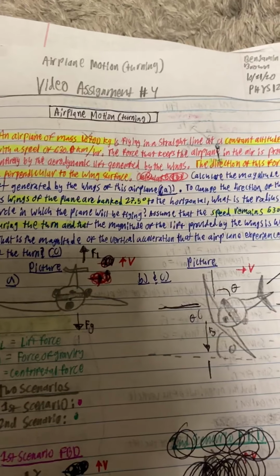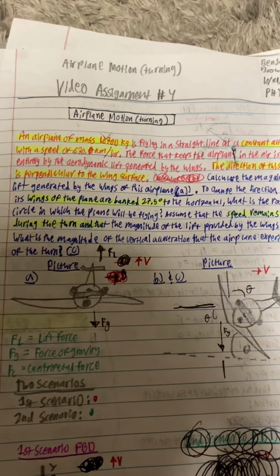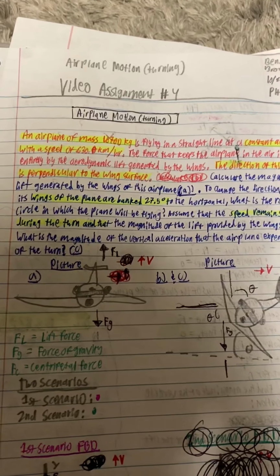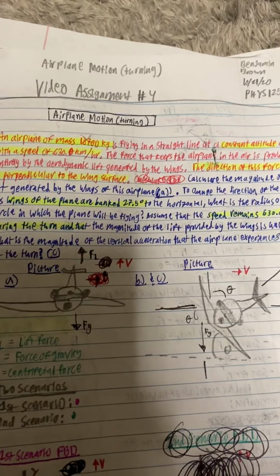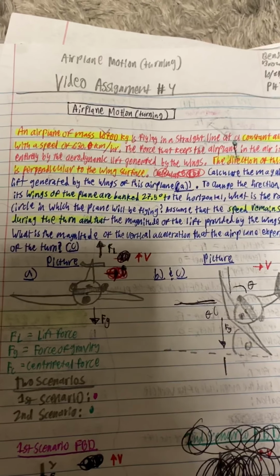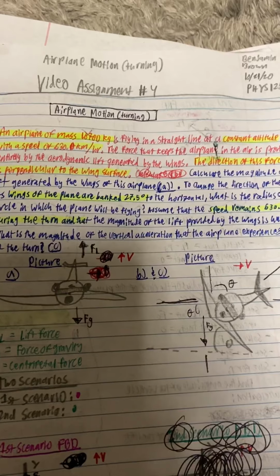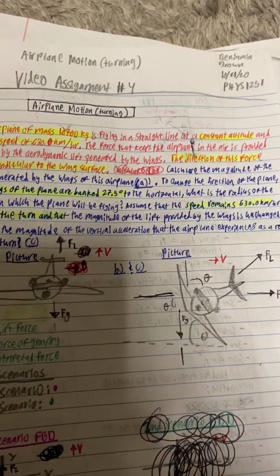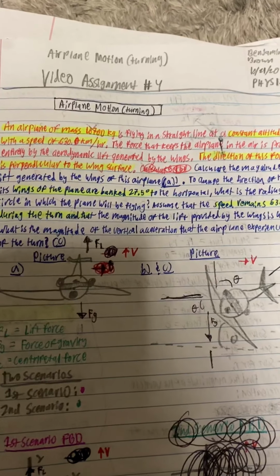generated by the wings. The direction of this force is perpendicular to the wing surface. Calculate the magnitude of the lift generated by the wings of this airplane, which we're going to indicate as part A. To change the direction of this plane, the wings of the plane are banked 27.5 degrees to the horizontal. What is the radius of the circle in which the plane will be flying?